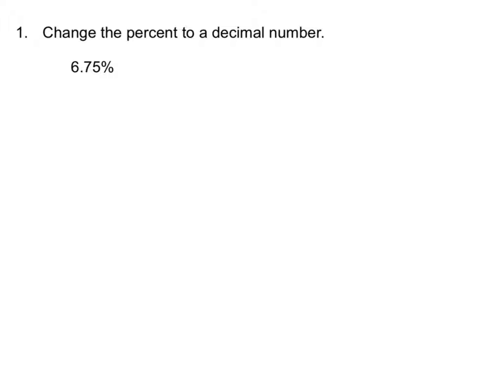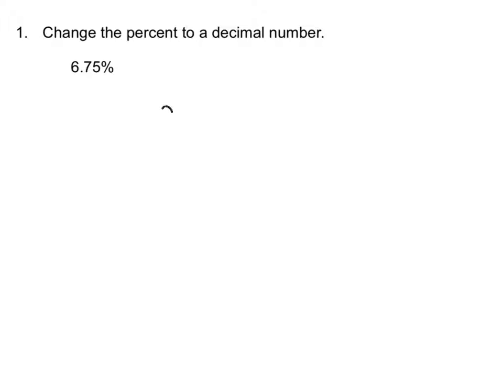Percent. Change the percent to a decimal number. 6.75%. In order to change percentages to decimals, we have to divide by 100.